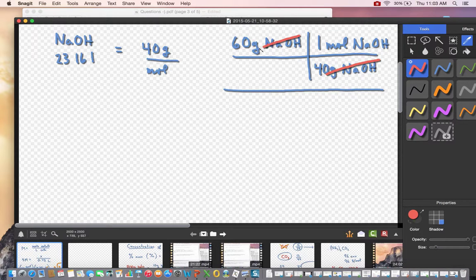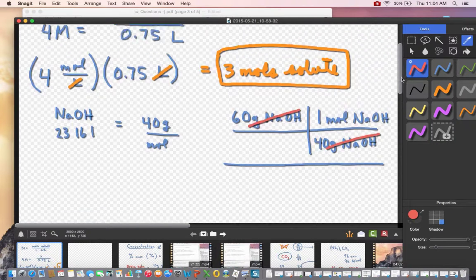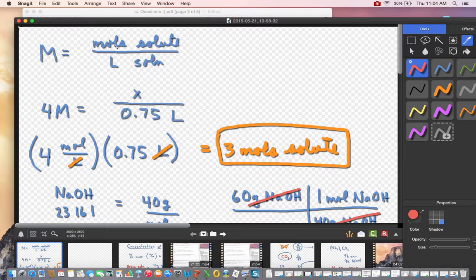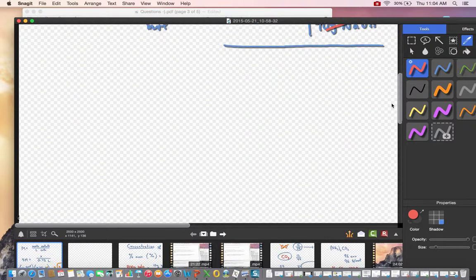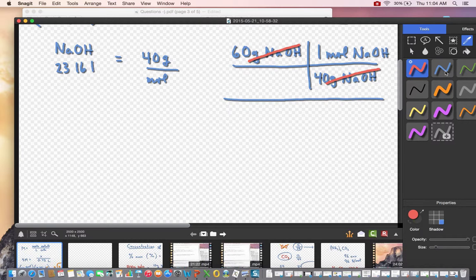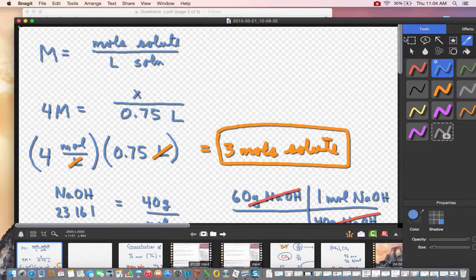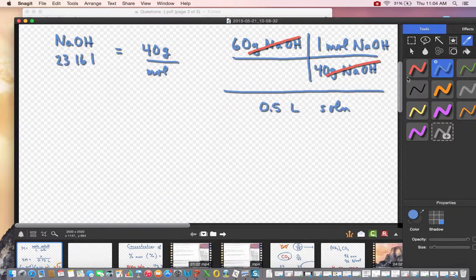I now have my numerator in terms of moles of solute. Going back to our original definition, moles of solute over liters of solution. Furthermore, I'm given the fundamental fact that I have 500 milliliters of solution. That's 1/2 of a liter, 0.5 liters of solution. Notice I want liters of solution in my denominator. I have all the units I need.